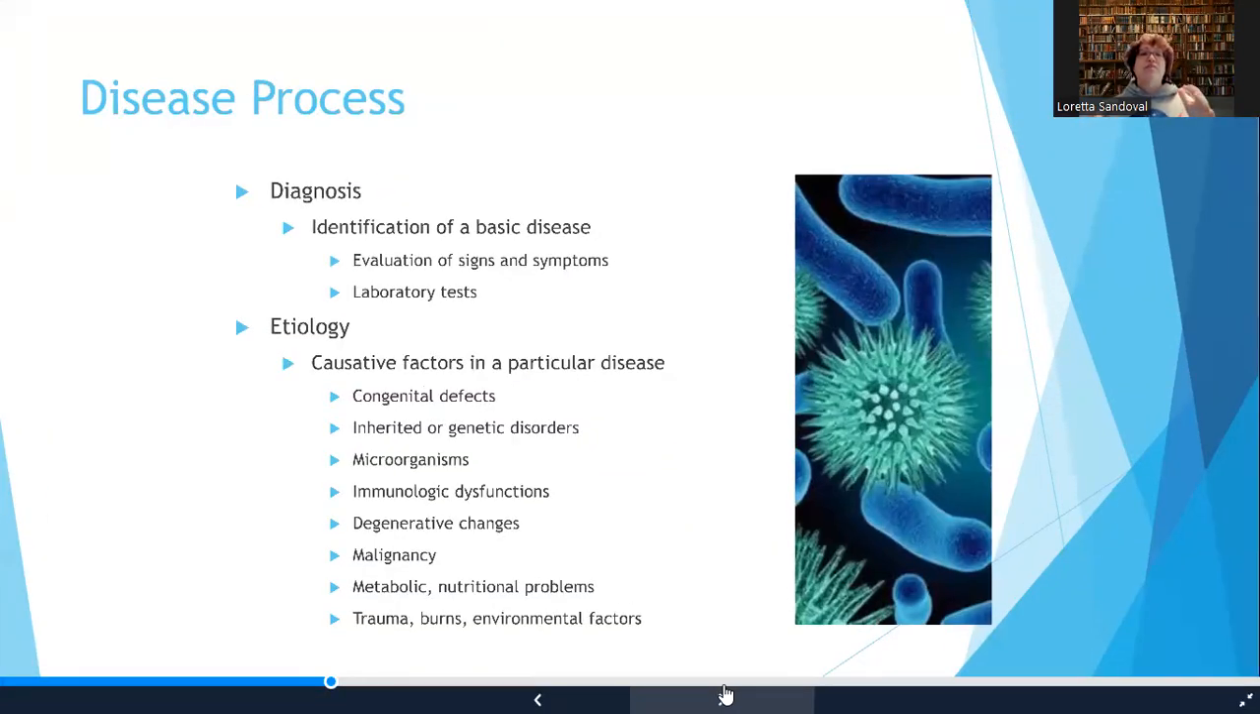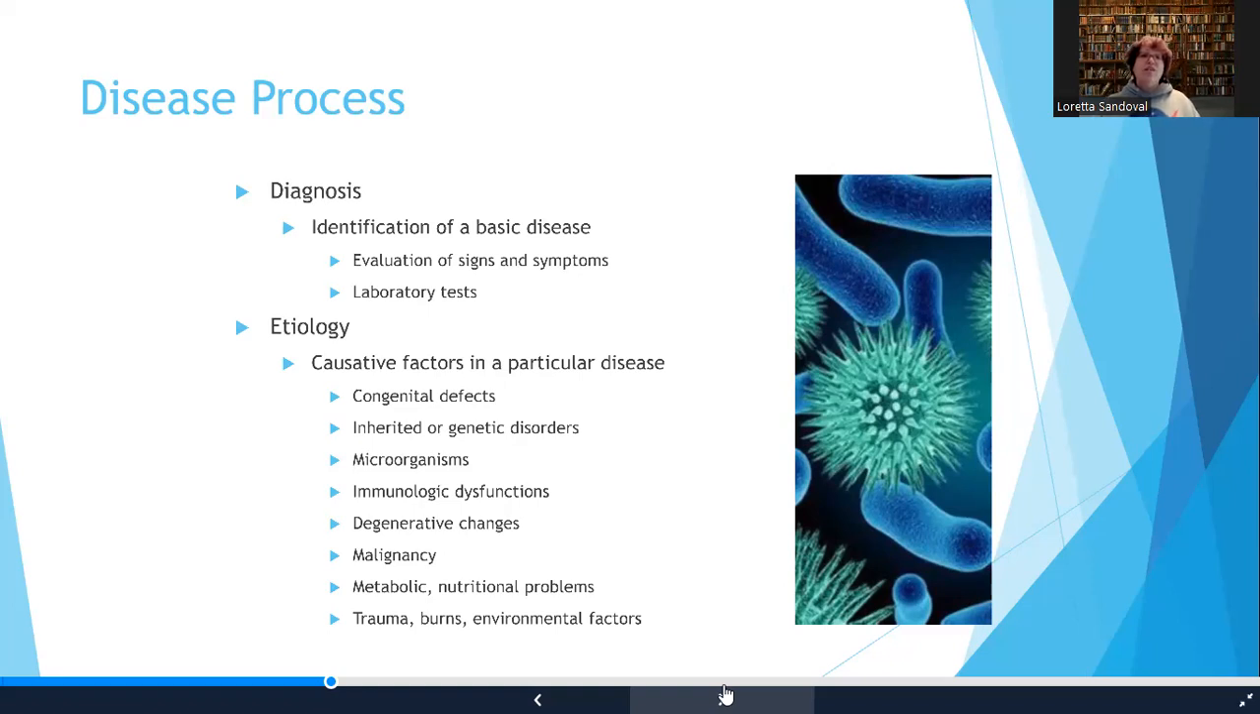There's lots of different terminology associated with the disease process. The diagnosis is the identification of a basic disease. Basically the healthcare provider, whether it's a doctor, nurse practitioner, or physical therapist, is going to evaluate the signs and symptoms that this patient is presenting. Laboratory tests might be run, imaging might be done, and the idea is to determine what the basic disease process is that's going on. I think we're all hopefully pretty familiar with the term diagnosis.